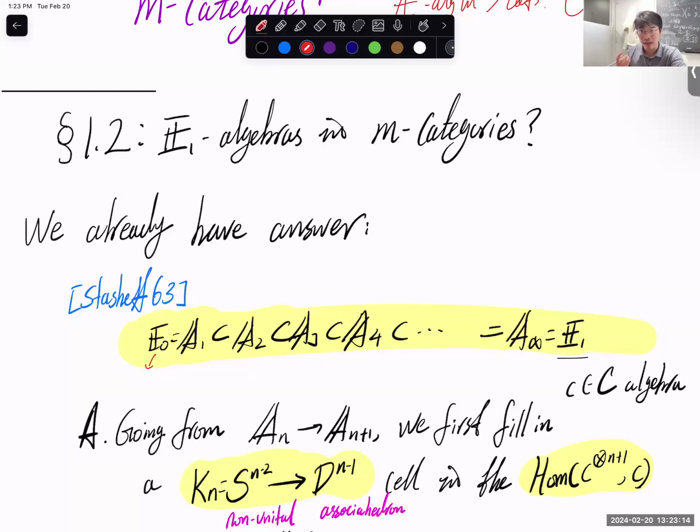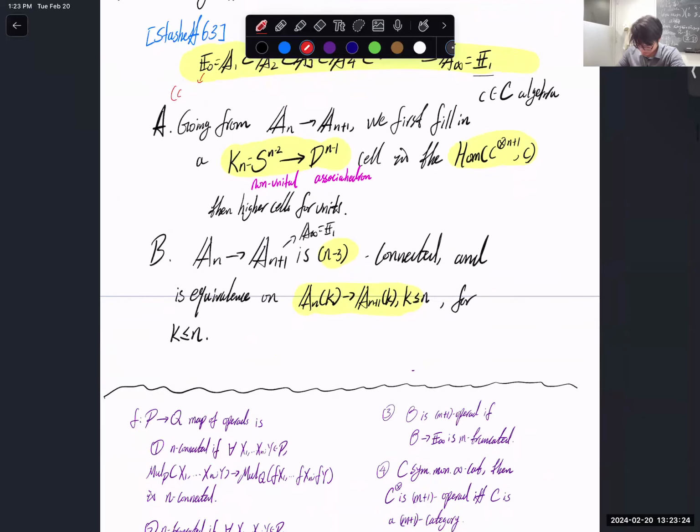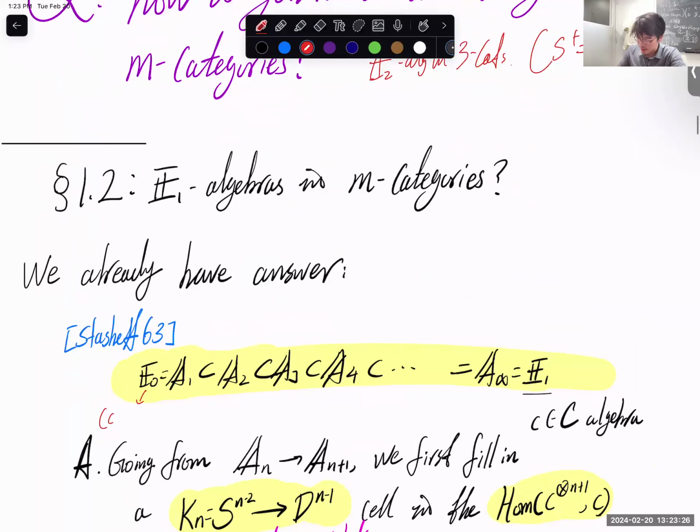An E1 algebra encodes an algebra, so just a priori an object c. Let me introduce some notation. I didn't do it last time, but I want to introduce some now. Let's take C to be my fixed M category, and the small c, instead of big C, is an object. I want to think about algebras on this object.